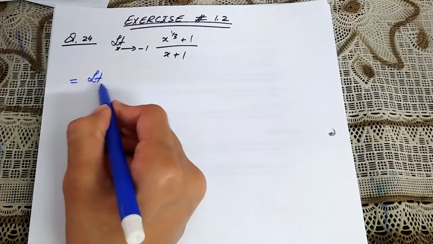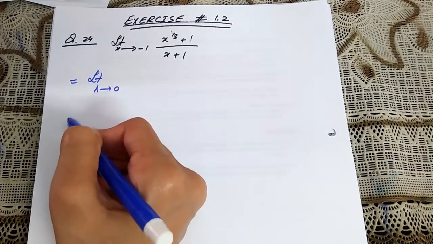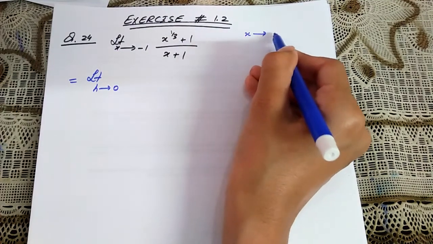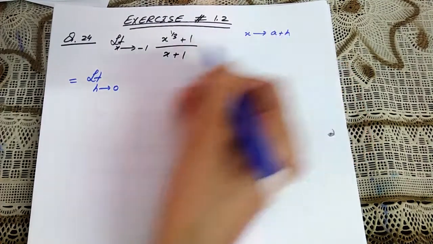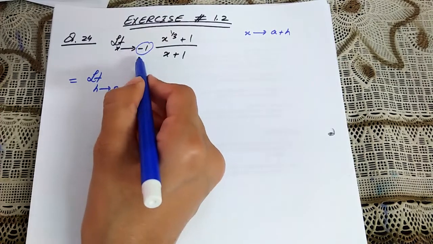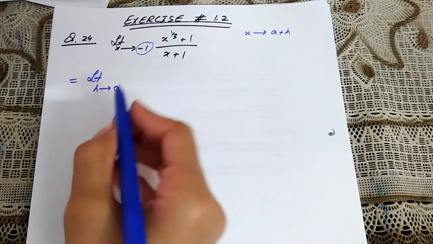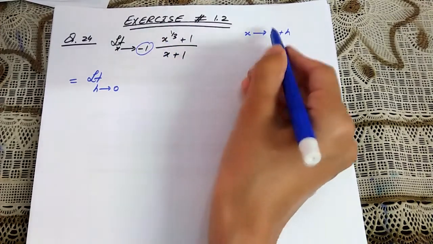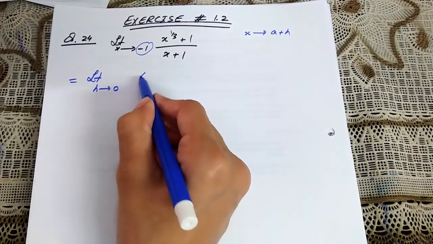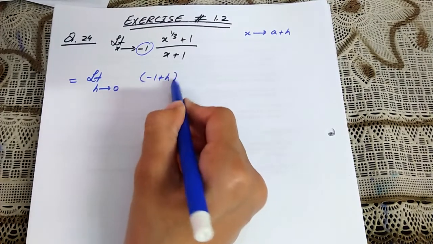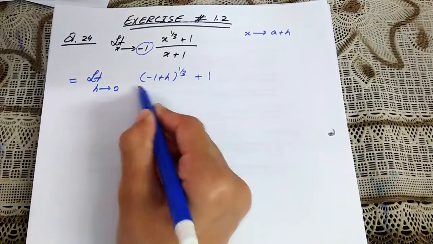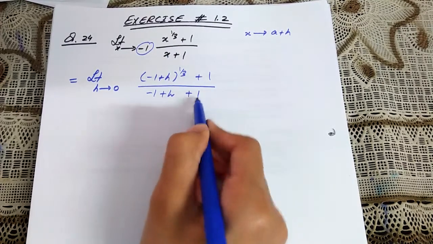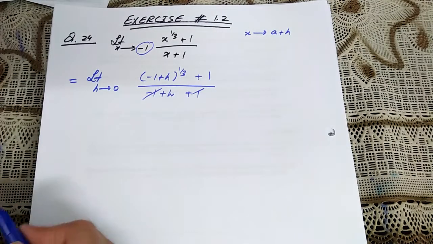I can convert it into the limit as h approaches 0. In place of x, I replace it with a plus h, where a is our limit point, so the limit converts to h approaches 0. Now replace x with a plus h. This gives me (-1 plus h) raised to power 1 over 3 plus 1 divided by (-1 plus h plus 1), and the 1 and -1 cancel out.